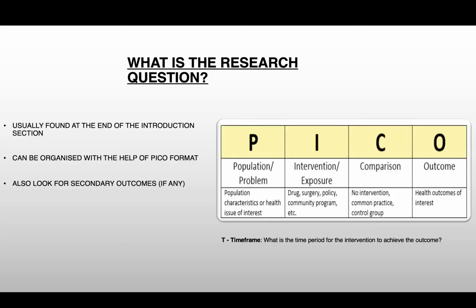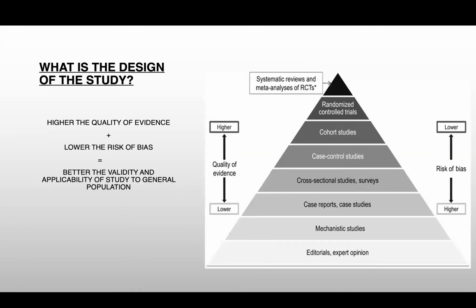So the research question in the study needs to be formatted in the form of a PICOT. When you get the research study in your hand, the first thing is to assess the PICOT. Please do not blindly read the abstract. Go through the details and make notes of it as soon as possible. Then, what is the design of the study?